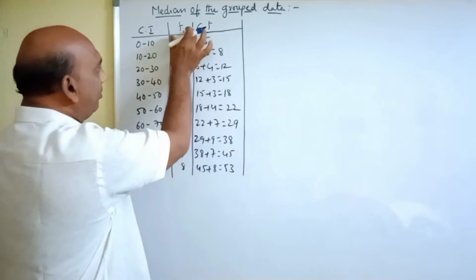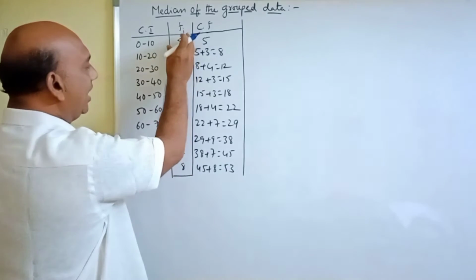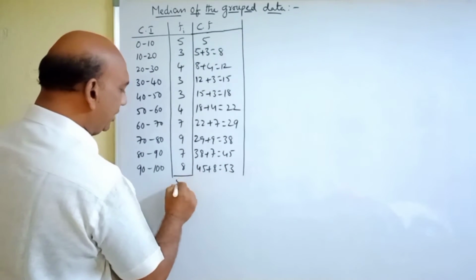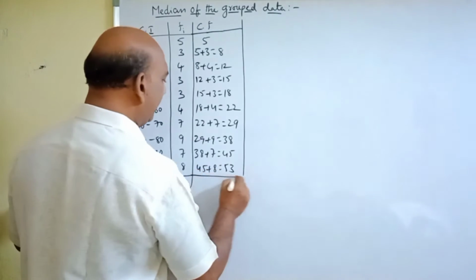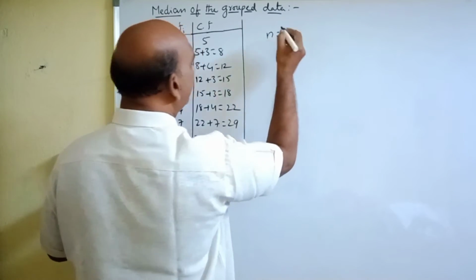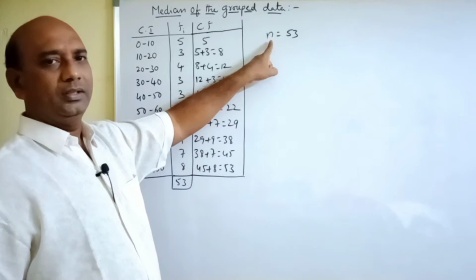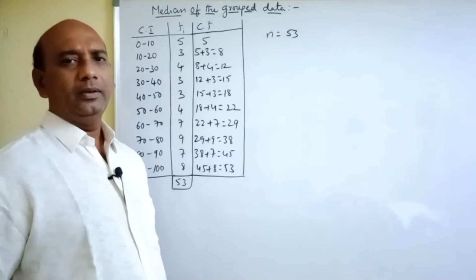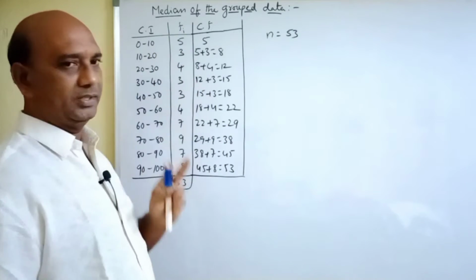Next, the sum of all frequencies is equal to this 53. That means we added all these frequencies to get the cumulative frequencies. So 53 is the sum of all frequencies, and it is taken as n, that is n is equal to 53. To find the median, we have to select the median class from all these classes.